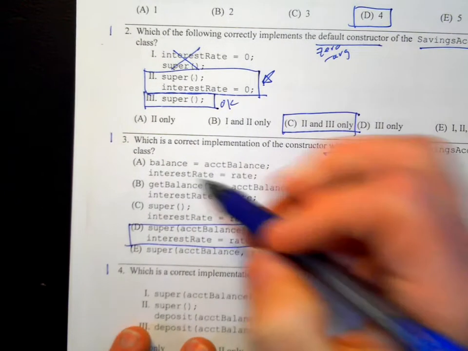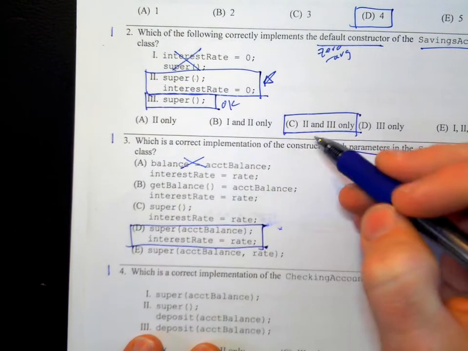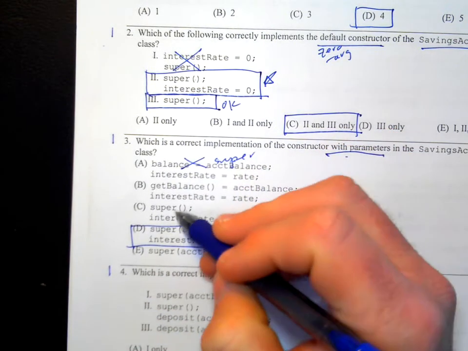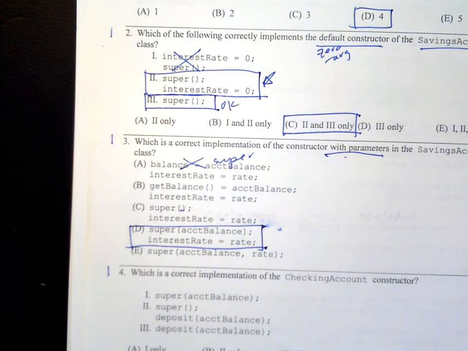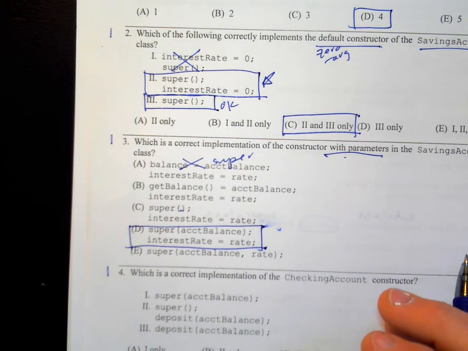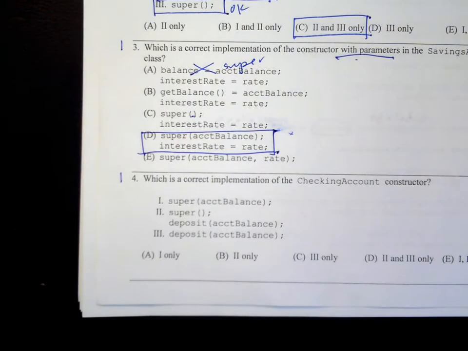These other ones, some of these are just weird. You can't do this because it's in the superclass. So you've got to call super first anyways. If you do this, it's calling the default super constructor, which you lose your account balance. So that's not good. Number 4, which is the correct implementation of the checking account constructor?